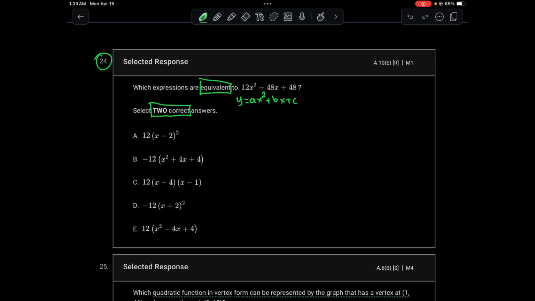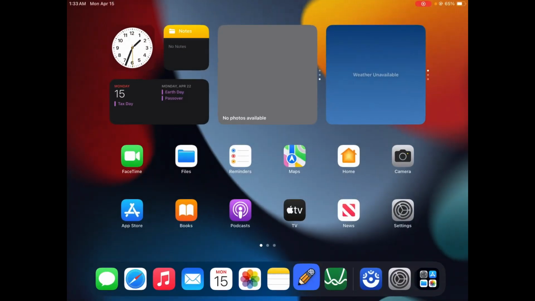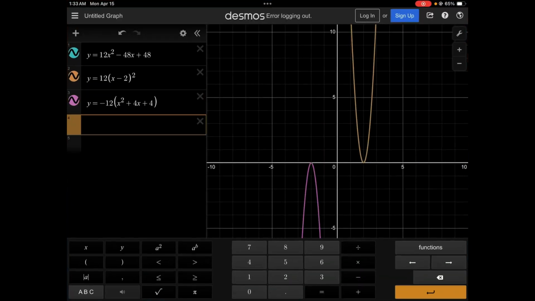The next one is not going to be it because it has two different factors, so it's going to have two x-intercepts, and I saw that my given quadratic has only one x-intercept, but let's see it. 12 times x minus 4 times x minus 1.